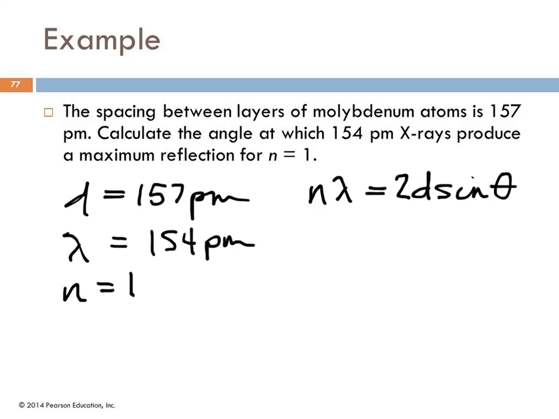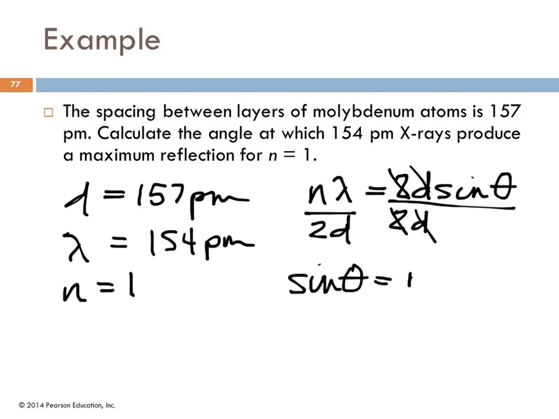I shouldn't have boxed that. So let's divide this by 2d and divide that by 2d. The 2's cancel, the d's cancel. Now we have the sine of theta is equal to n lambda over 2d. So what we're going to do is we're going to put our numbers in there. Lambda and d are both in picometers, and so those are going to cancel out.